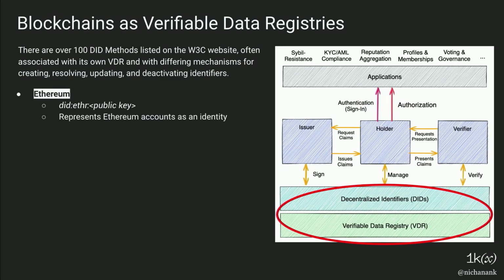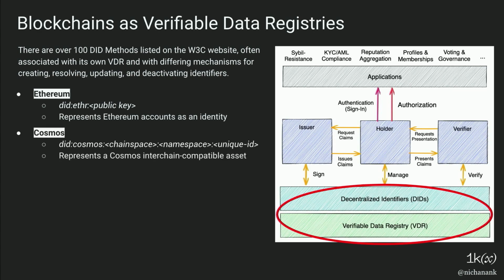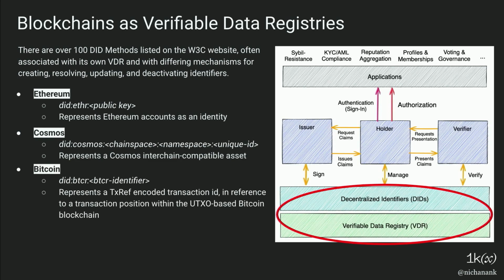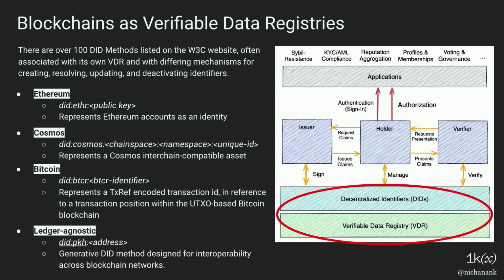So there's over 100 DID methods that are listed on the W3C website, and each is often associated with its own blockchain or VDR. So on Ethereum, there's one where your account is your pseudo identity. Cosmos represents their interchain assets as an identity. And then on Bitcoin, there's one as well. And then there are new or emergent DID methods like PKH, which is more ledger agnostic, where it resolves to the chain in the background so that you can just have one key and multiple identities on each chain.